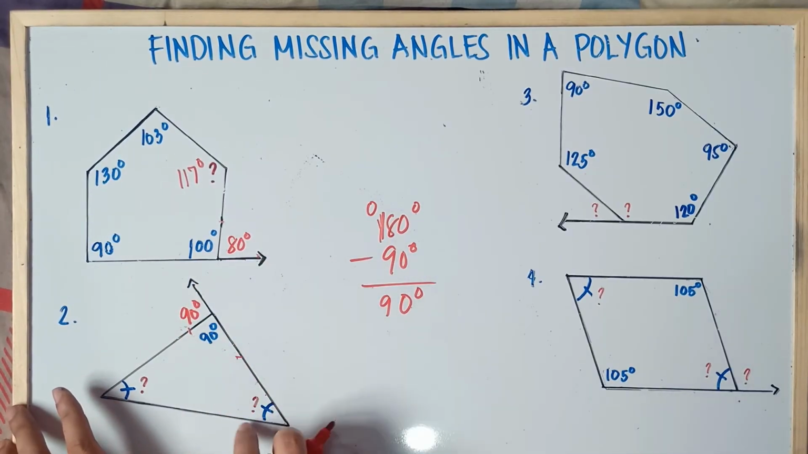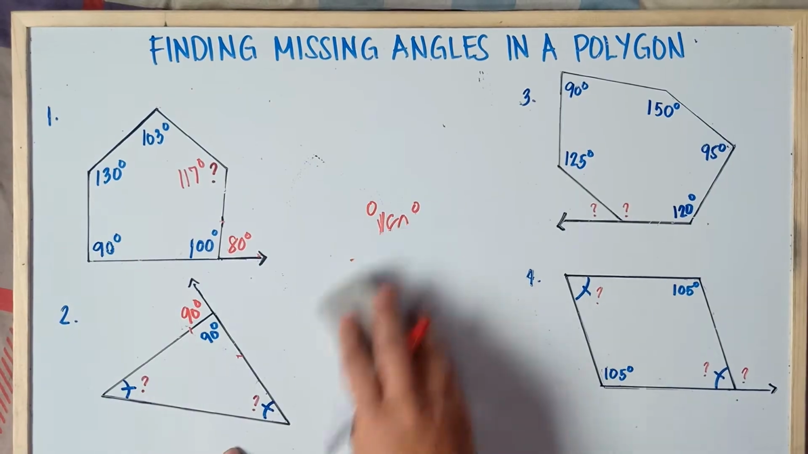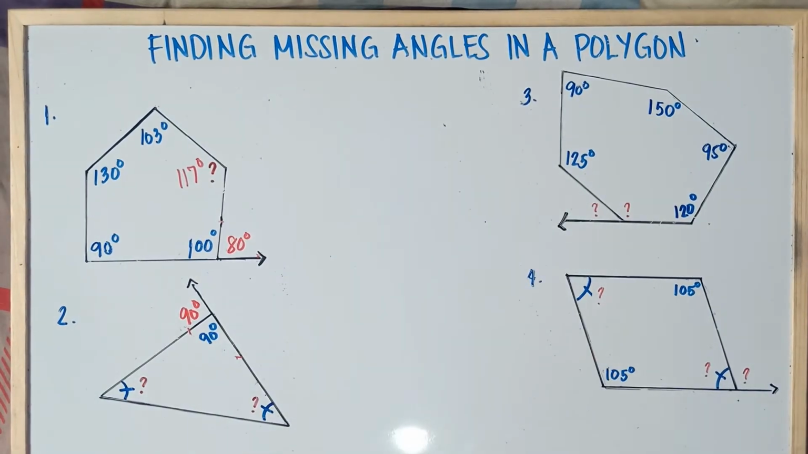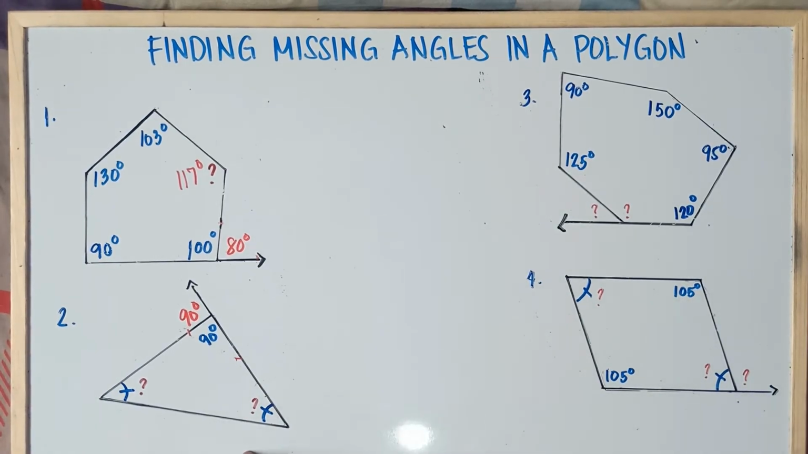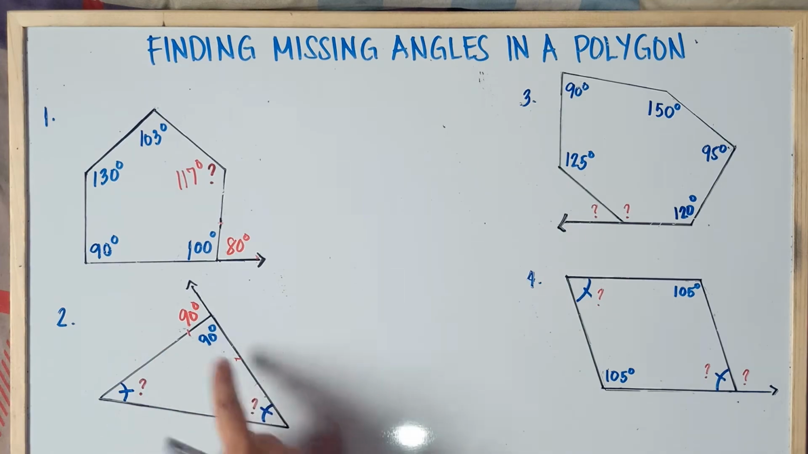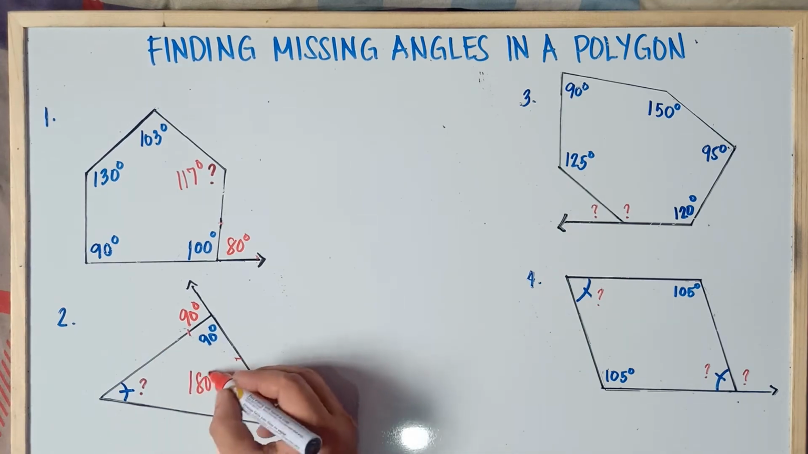Now, question, how to find this angle? To find this angle, class, always remember that in a triangle, you can actually do the mental calculation. Always remember this one: in a triangle, the sum of the interior angles is always 180 degrees.